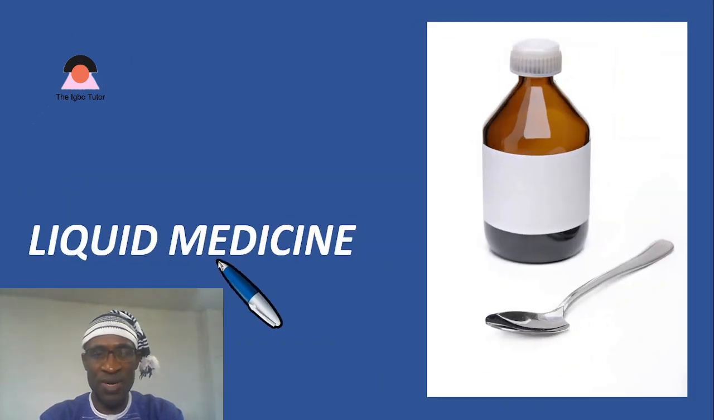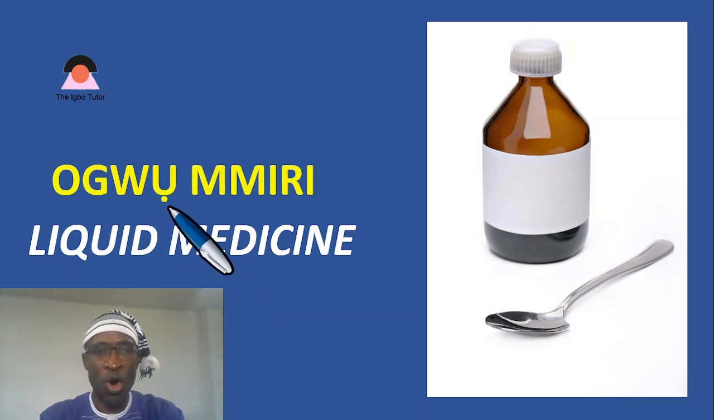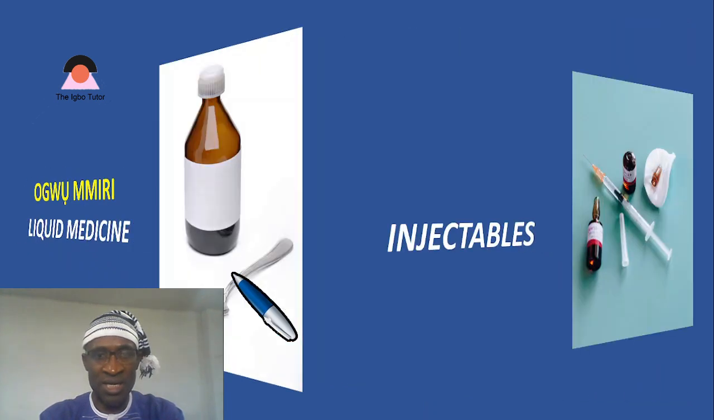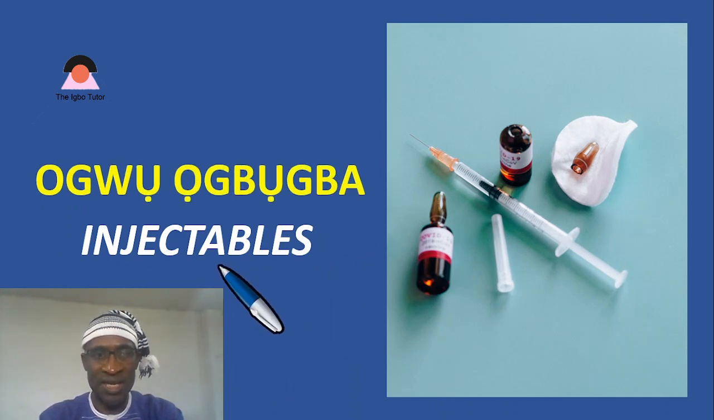This one is liquid medicine. What do we call it in Igbo? We call it ọgwụ mmiri. Mmiri meaning water or watery. Ọgwụ mmiri, liquid medicine. Is there any other type again? Of course there is. Let's look at this. Injectables. What is that in Igbo? We call it ọgwụ ọbụba. That is medicine that is injectable. That's what we call it in Igbo.